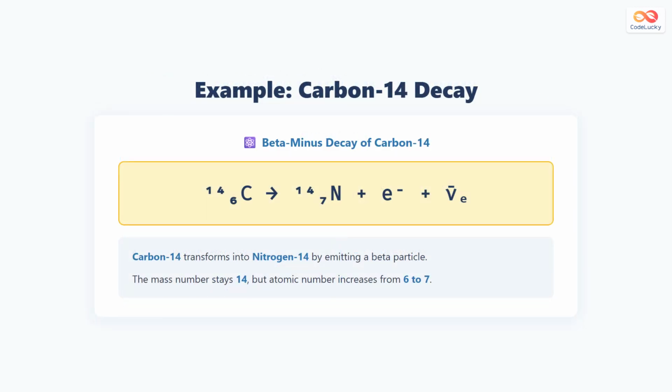Let's examine a real-world example, the beta decay of carbon-14. Carbon-14, with mass number 14 and atomic number 6, undergoes beta-minus decay to become nitrogen-14, with mass number 14 and atomic number 7. During this process, an electron and an electron antineutrino are emitted. Notice that the mass number stays at 14, but the atomic number increases from 6 to 7. This means carbon transforms into nitrogen. This is the same carbon-14 used in radiocarbon dating to determine the age of ancient artifacts.